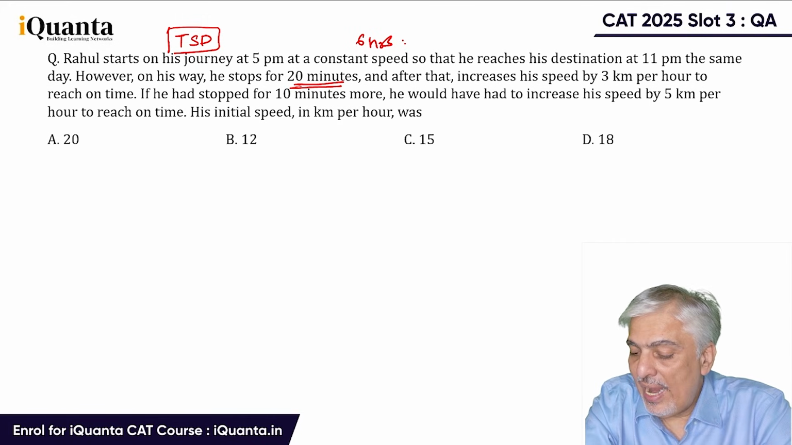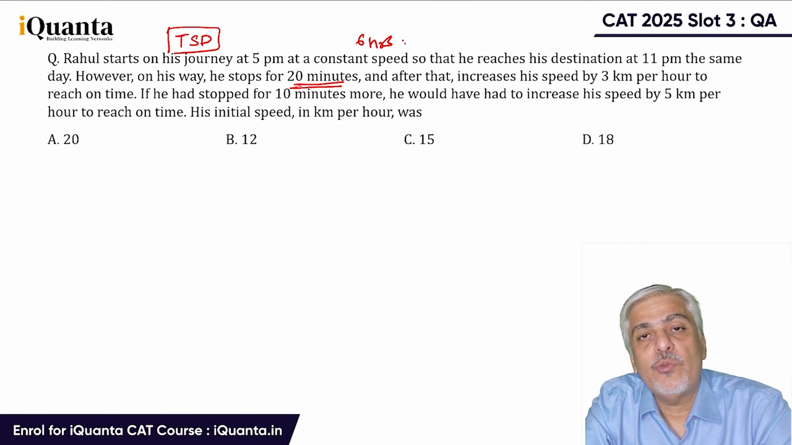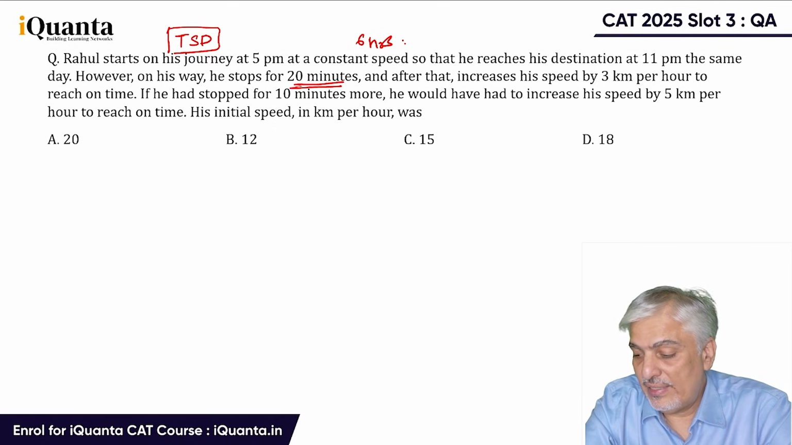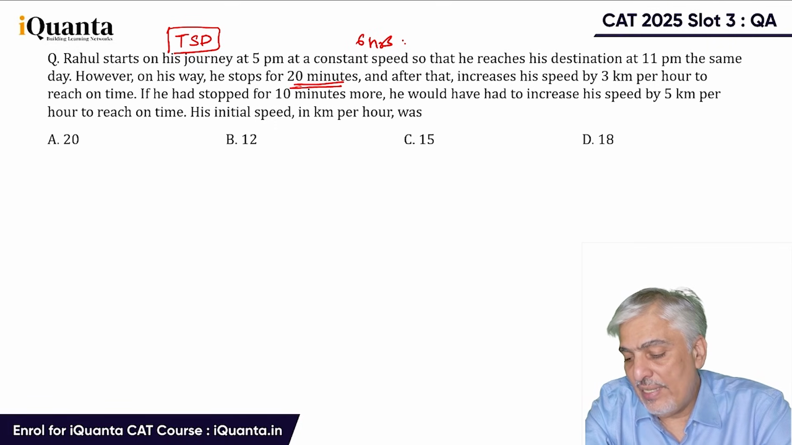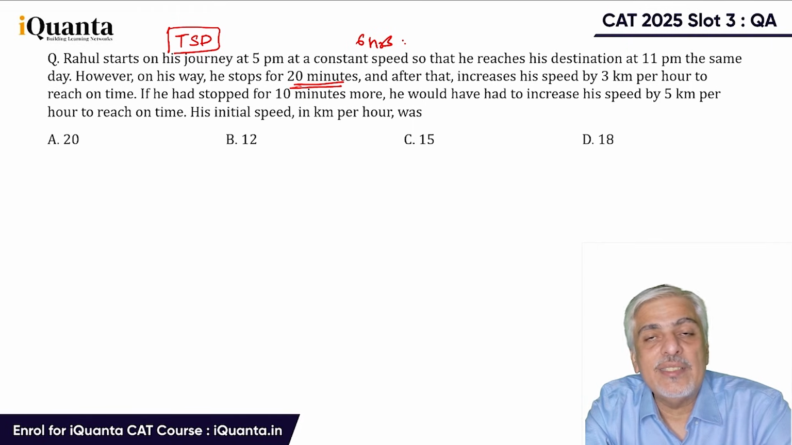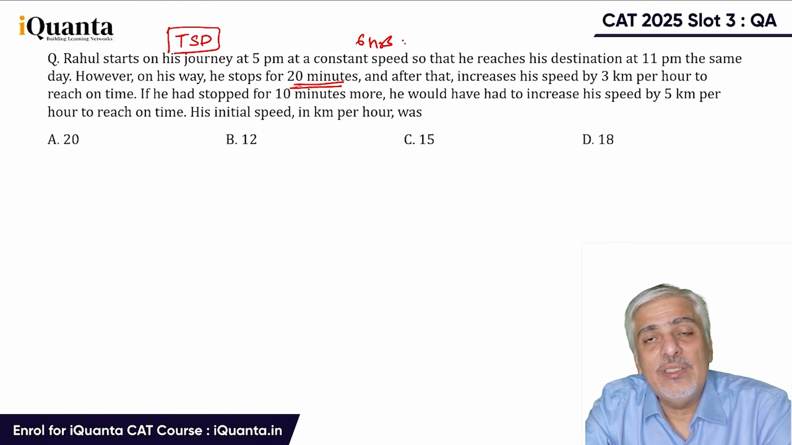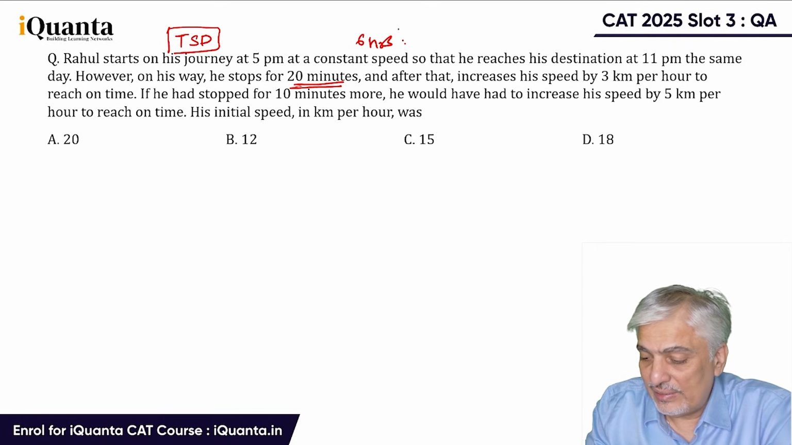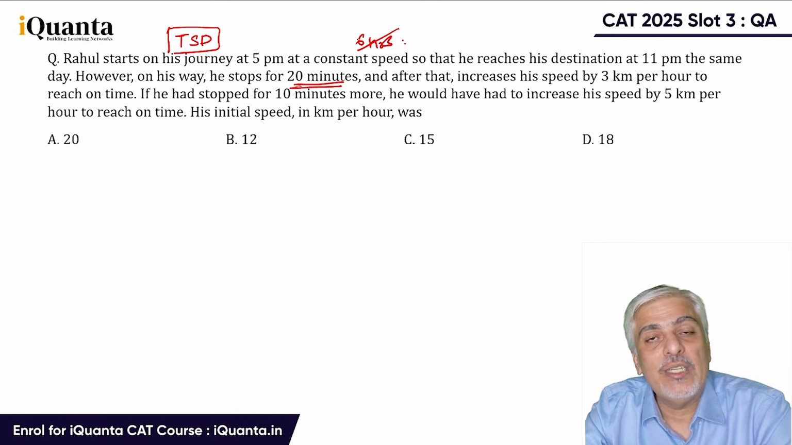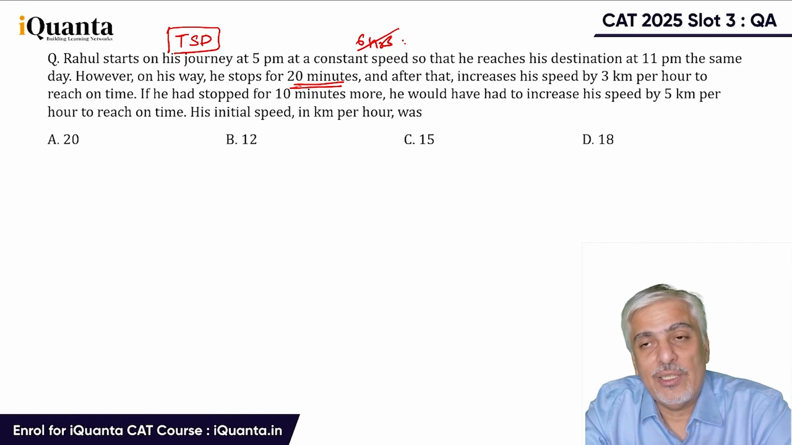Had he stopped for 10 minutes more, that means instead of 20 minutes, had he stopped for 30 minutes, he would have to increase his speed by 5 kilometers per hour. And what was his initial speed is what is asked. So the important thing in this question is not to worry about the 6 hours, which is not even needed in the question, very frankly, and do only the second part of his journey really well.